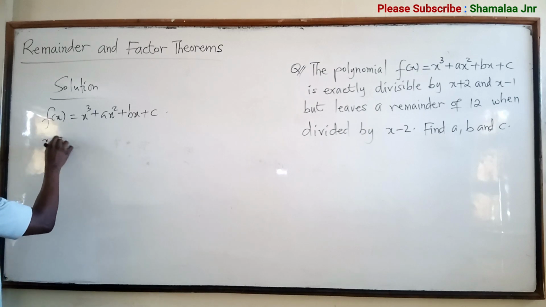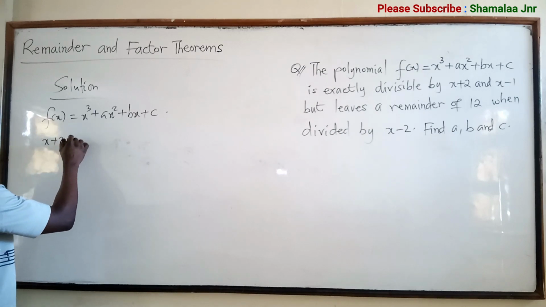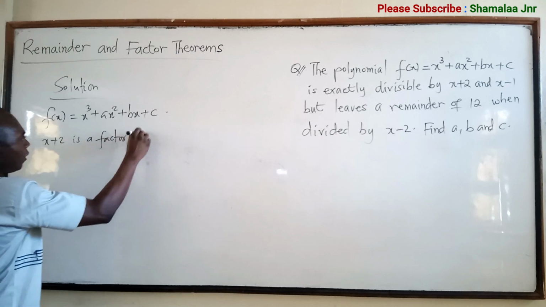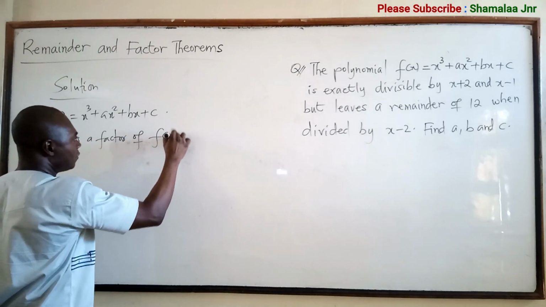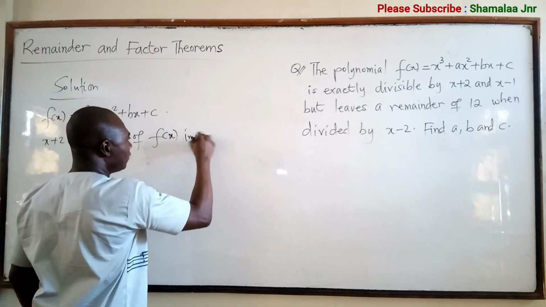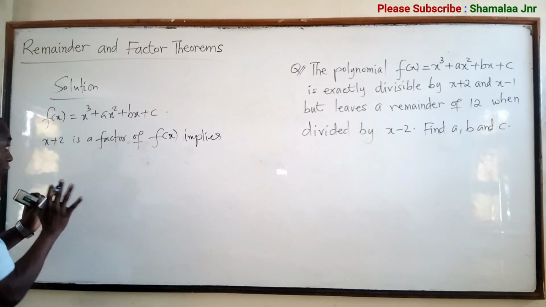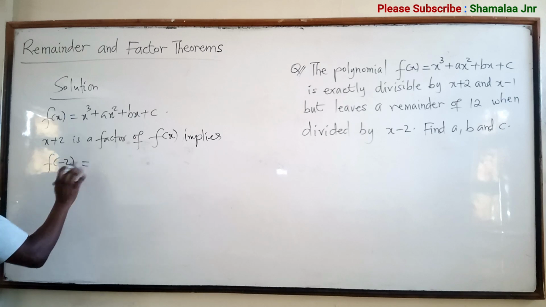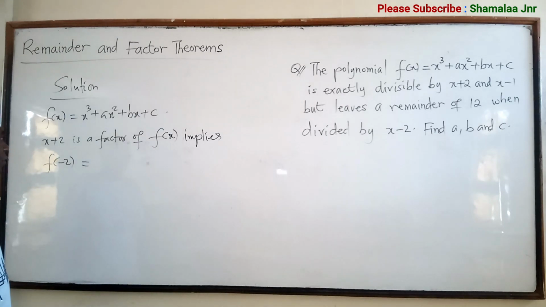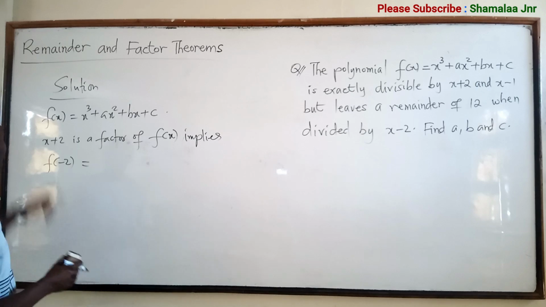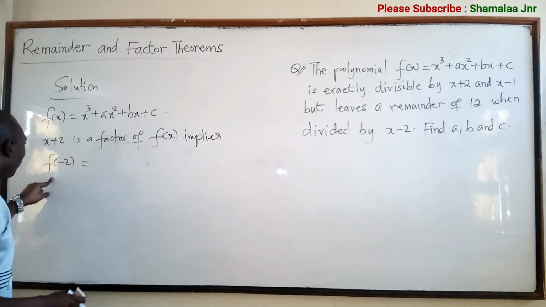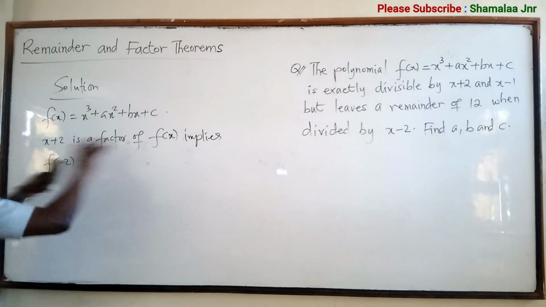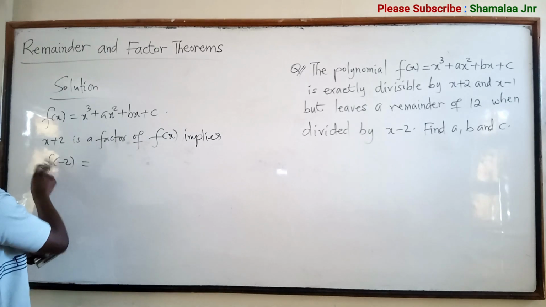So x plus 2 is a factor of f of x. It implies by the factor theorem that f of negative 2 should give us 0. If you have really understood the factor theorem, if x plus 2 is a factor, then x plus 2 equal to 0, x equal to negative 2, and f of negative 2 should give us 0. So wherever you see x, you write negative 2.